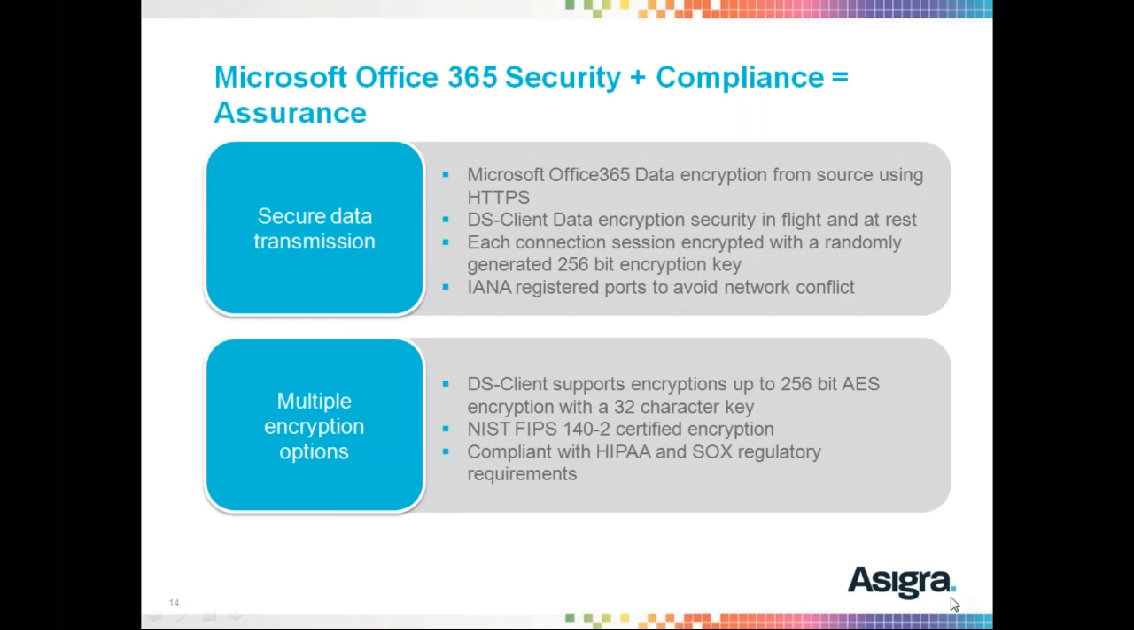And of course, we don't stop there. The data is encrypted on the source and remains encrypted in flight and at rest. So the data is always encrypted, but we don't stop there. We also encrypt communication between the DS client and the data center, the DS system, and that also applies to any communication between any Asigra component. The communication session between the DS client and DS system is encrypted with a randomly generated 256-bit encryption key. Every single time a communication session is established between the DS client and the DS system, or between any Asigra component, it always uses an encrypted communication channel.